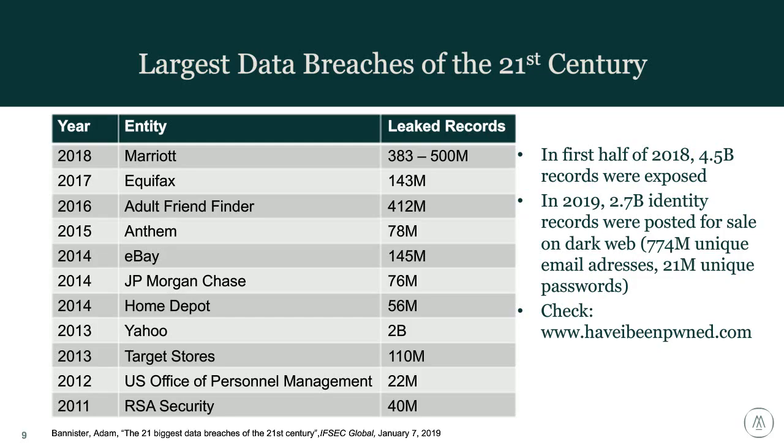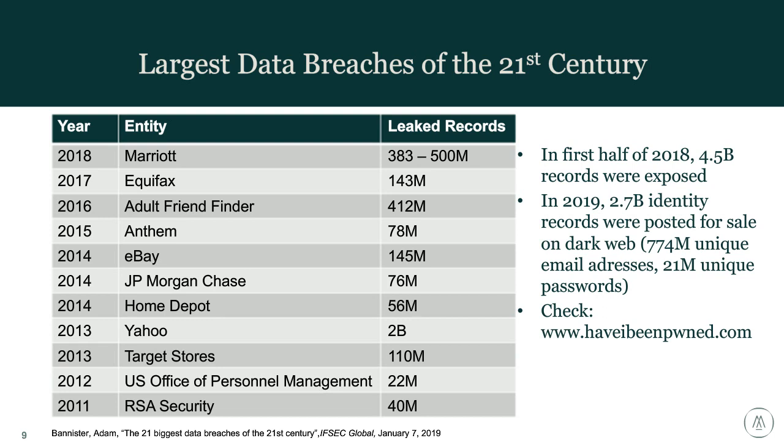So let's talk about not A&D. I'll get to that in a moment. Let's talk about some of the largest data breaches of the 21st century. And the source of this is highlighted at the bottom. But let's first start on the bullets on the right-hand side. So in the first half of 2018, and I don't yet have the full 2018 numbers, but in the first half, 4.5 billion records were exposed. Exposed meaning lost. And last time I checked with Google, there's 7.5 billion people in the entire world as of 2017. So more than half of the world's population have had their records exposed.